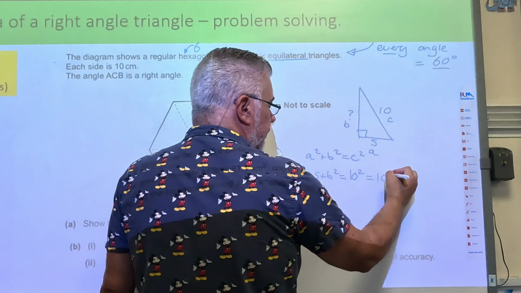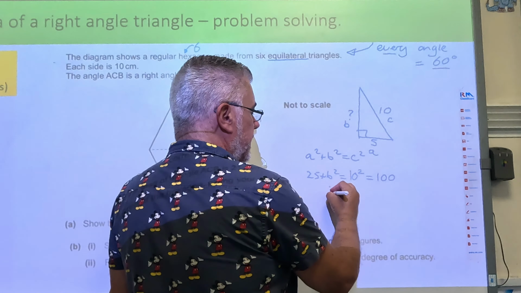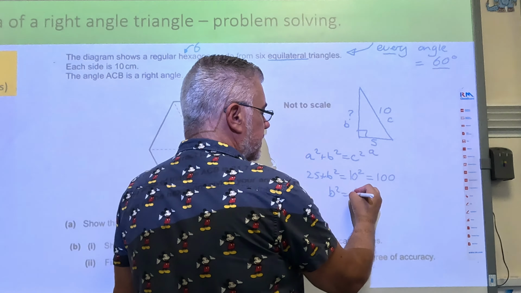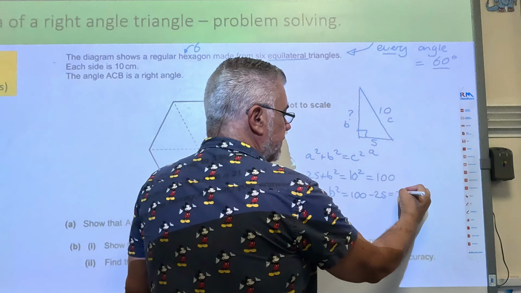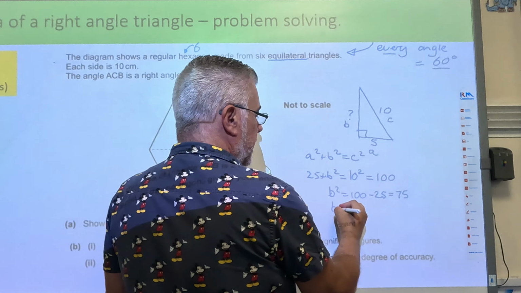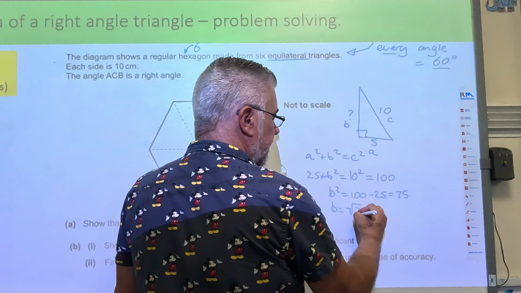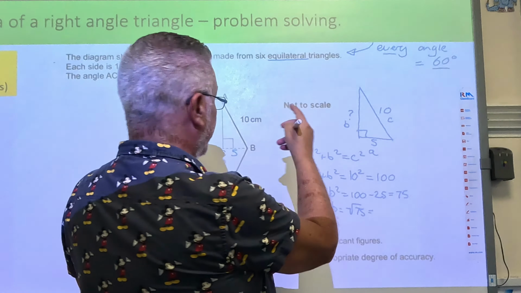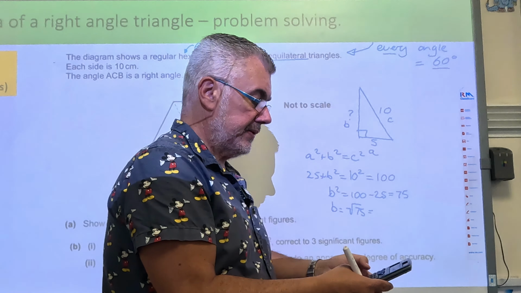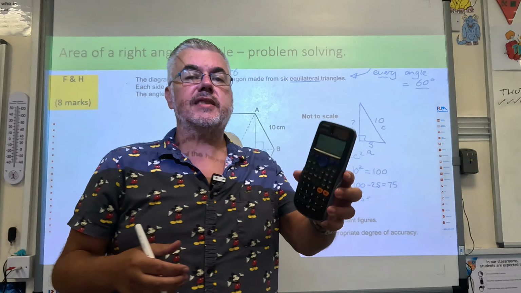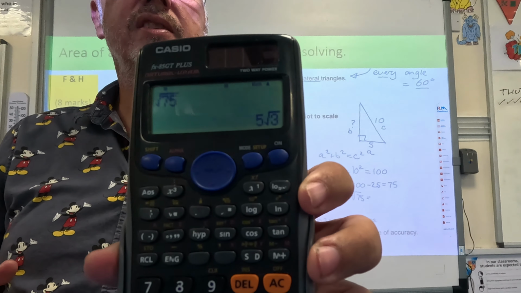which is 100. So B squared has to be equal to 100 subtract 25, which equals 75. Therefore, B equals the square root of 75. This is a calculator question. I'm going to use my calculator. The square root of 75. My calculator is saying 5 root 3.